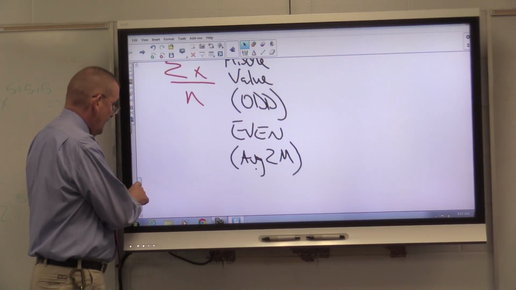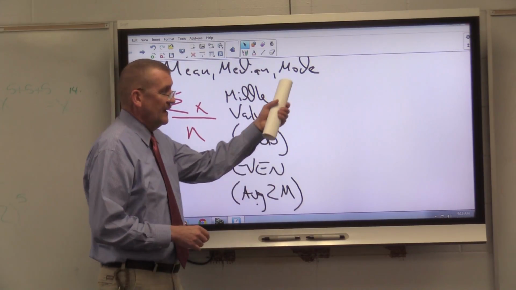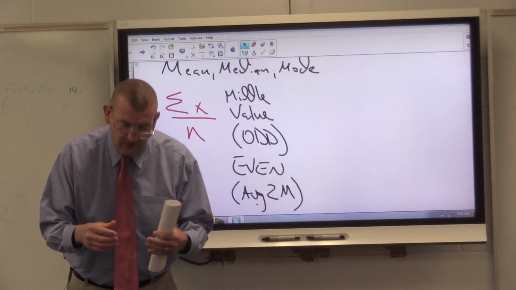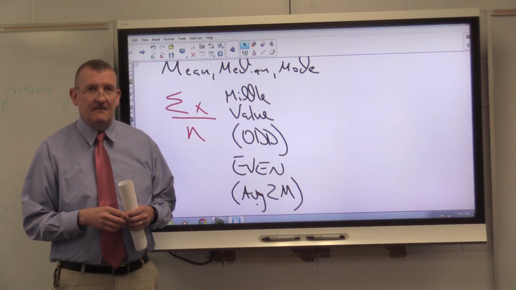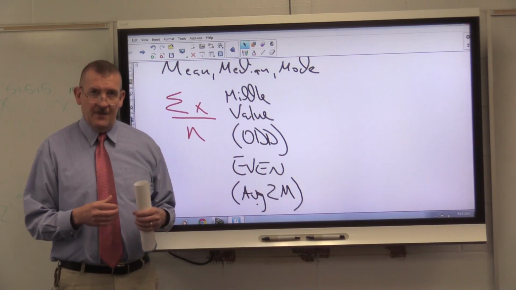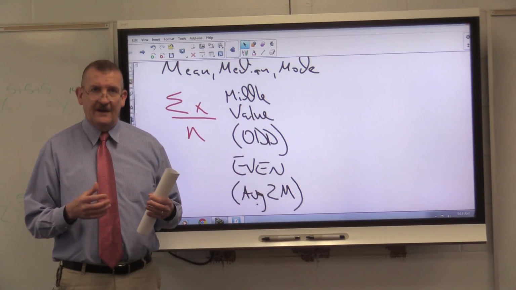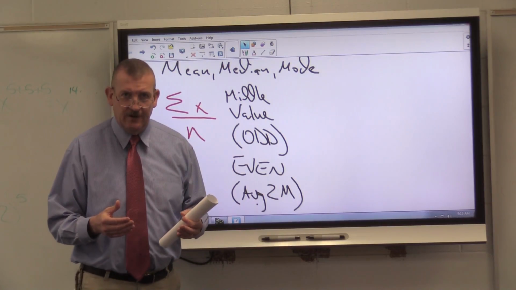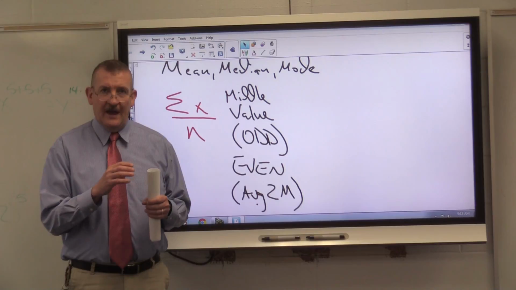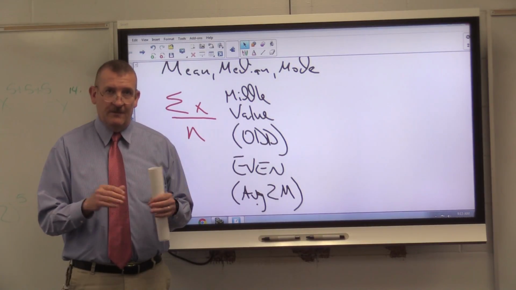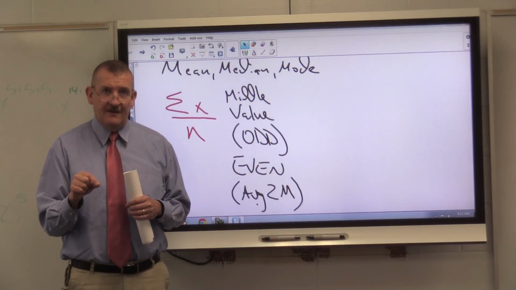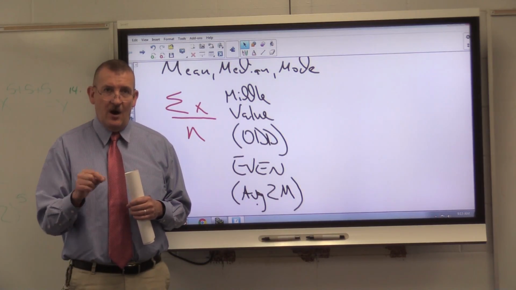And the last measure of central tendency that we're going to review, pardon me, I'm trying to talk 90 miles an hour, is the mode. The mode is the number or data value that appears most often in a data set. Remember, you could have no mode if none of the data values are repeated at all.